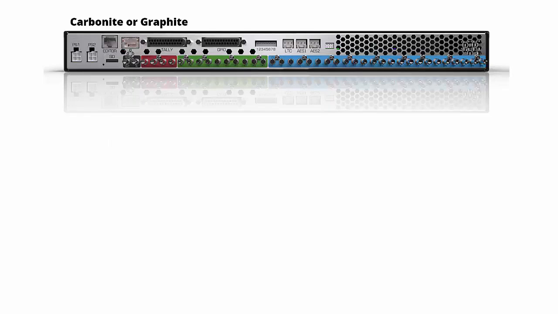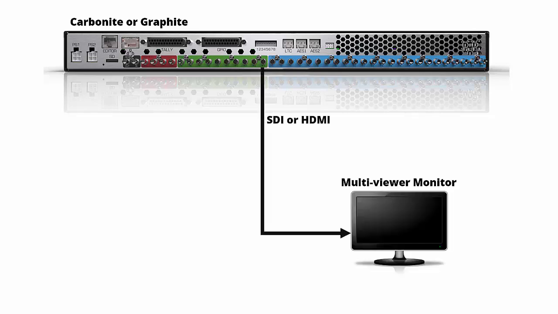So typically you have a Carbonite or a Graphite and you want a way of seeing what's on your inputs or your outputs. So what you do is you take one of your outputs, which is typically going to be an SDI or an HDMI out, and you feed it into a multi-viewer monitor, which is just a standard monitor, which you've configured your Graphite or your Carbonite to output its multi-viewer. And that way you can see all the different sources.